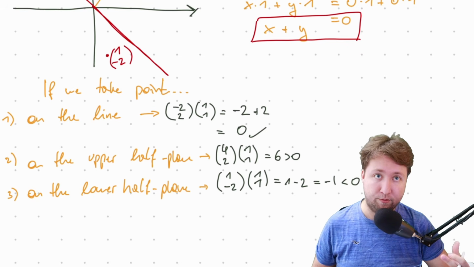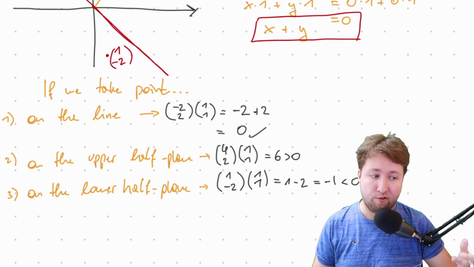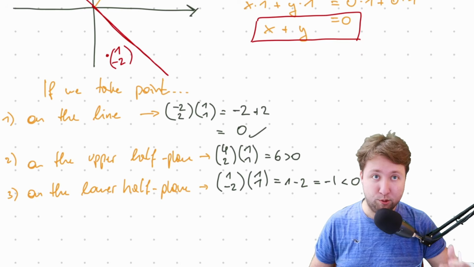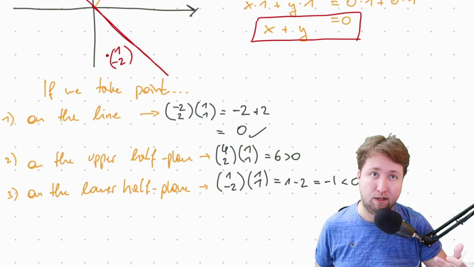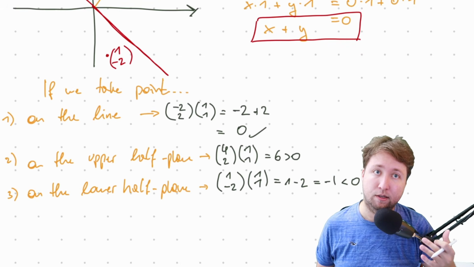That means, summing everything up, to decide on which half plane a point lies on, we simply compute the dot product of the point with the normal vector and then compare the result against the number in the normal form equation.